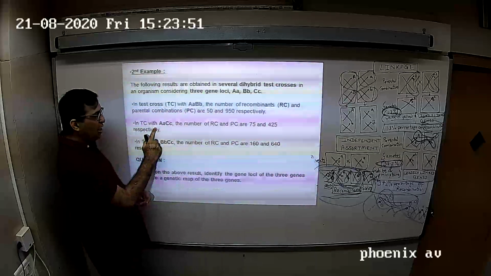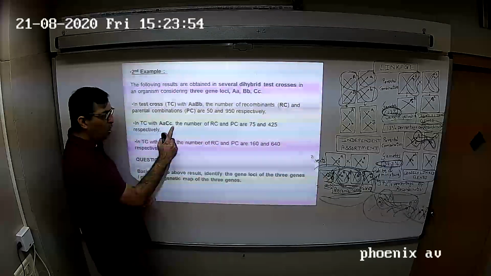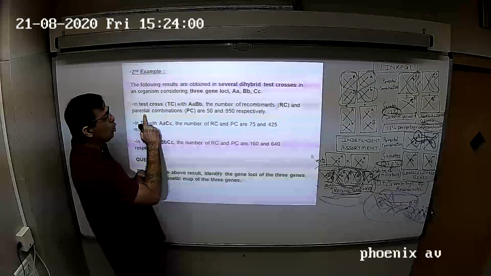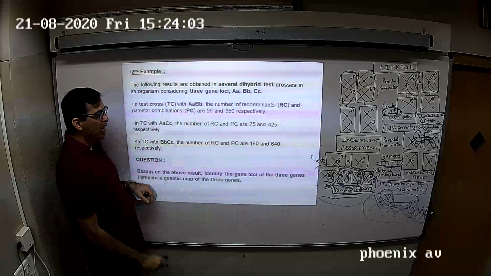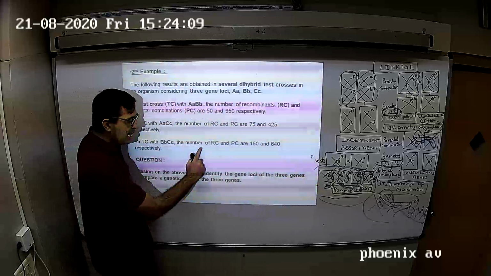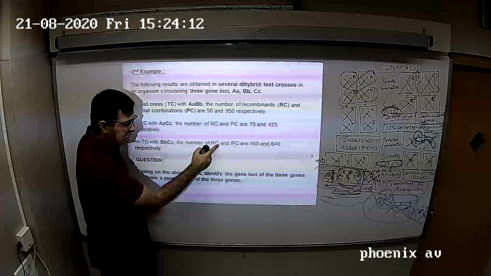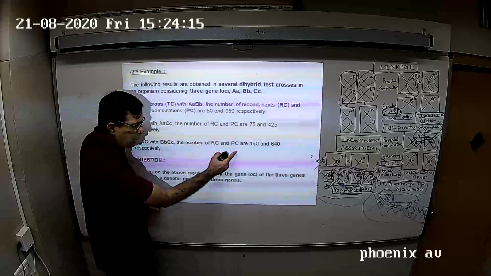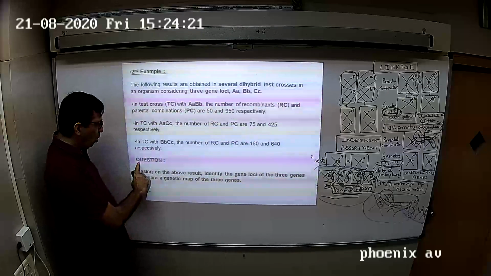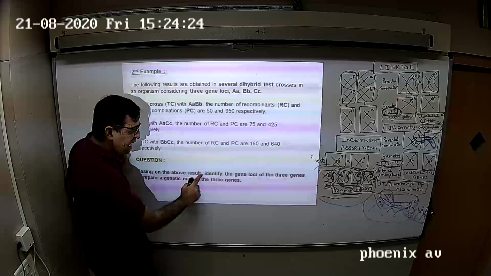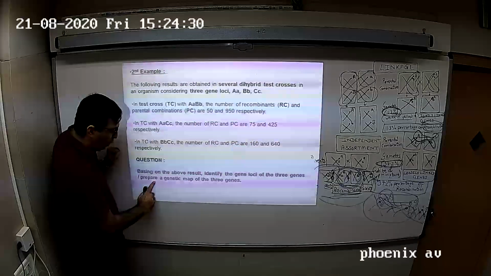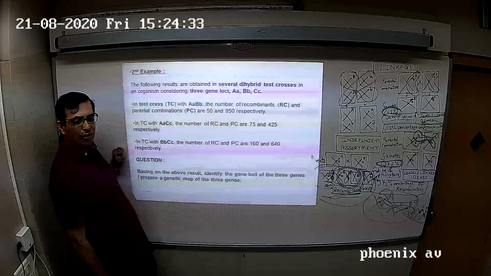In a test cross with capital A small a, capital C small c, the number of recombinants and parental combinations are 75 and 425 respectively. And in a test cross with capital B small b, capital C small c, the number of recombinants and parental combinations are 160 and 640 respectively. So the question is, based on the above results, identify the gene loci of the three genes, or prepare a genetic map of the three genes.